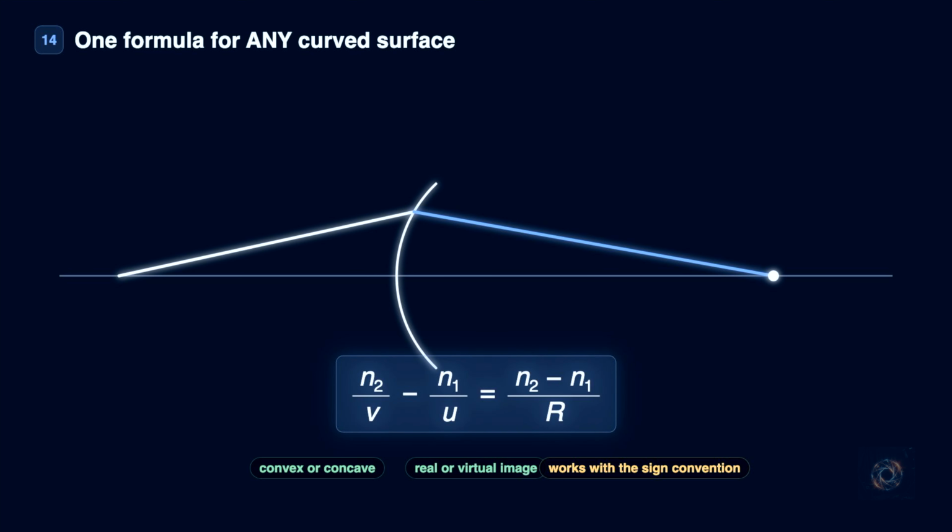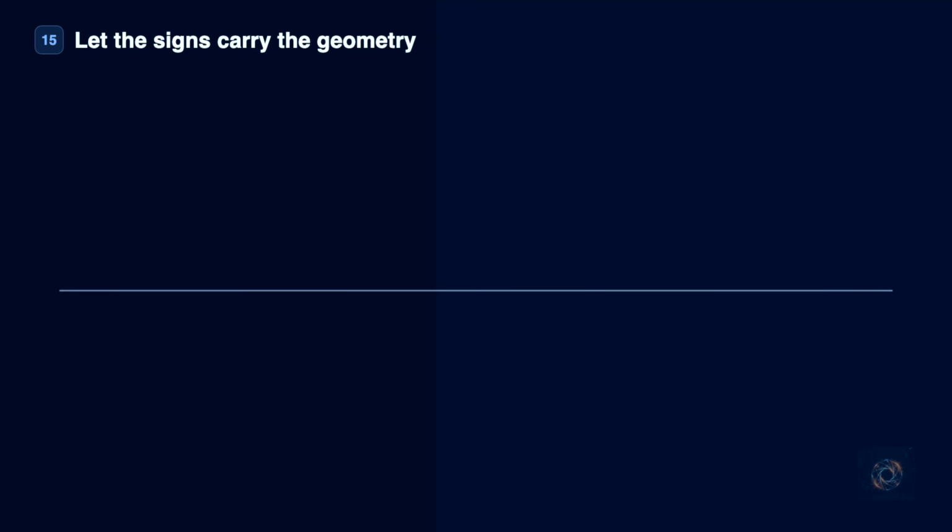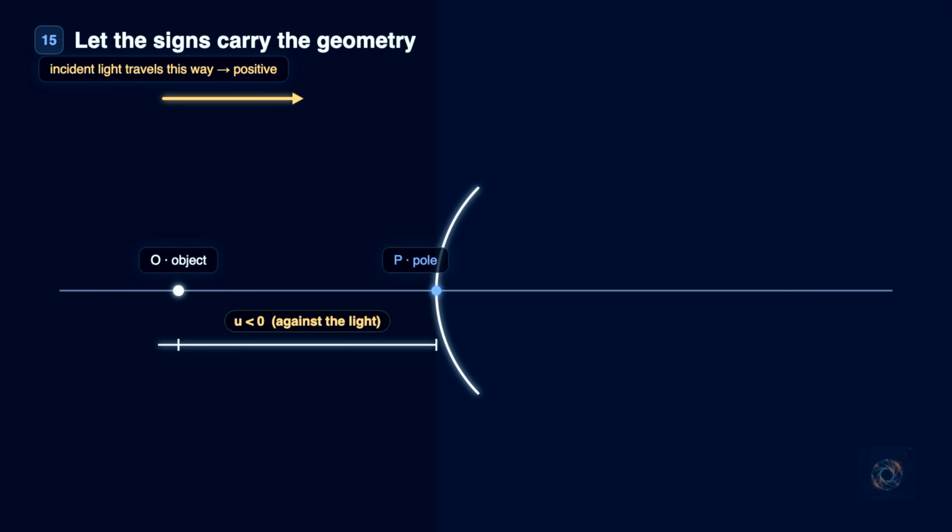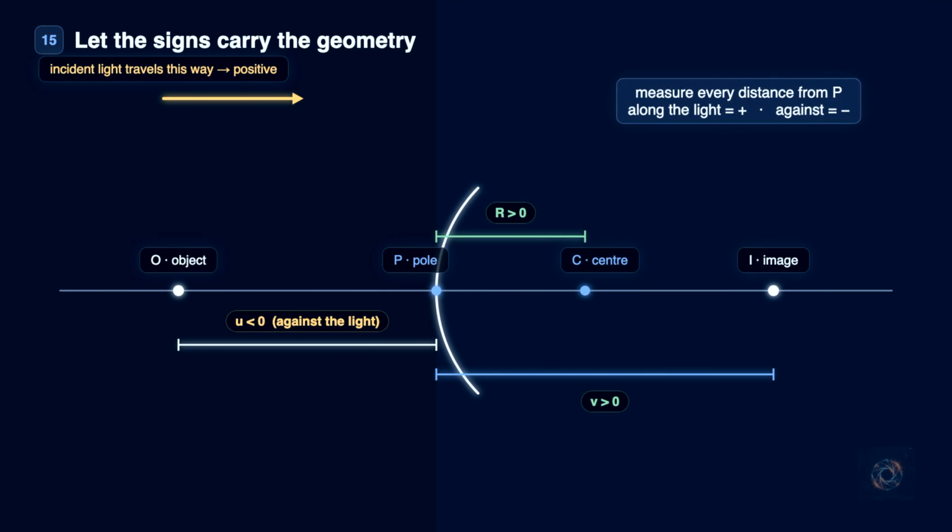This one formula describes refraction at any spherical surface. One warning that trips up everyone in exams: the sign convention. Measure all distances from the pole, take the incoming light as traveling left to right, and distances against that direction are negative. Get the signs right and the numbers just work.